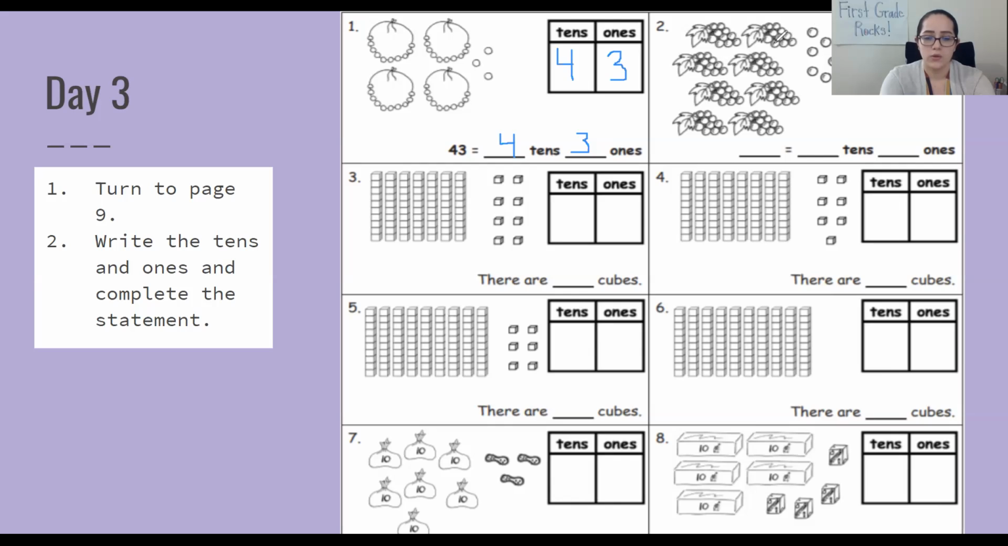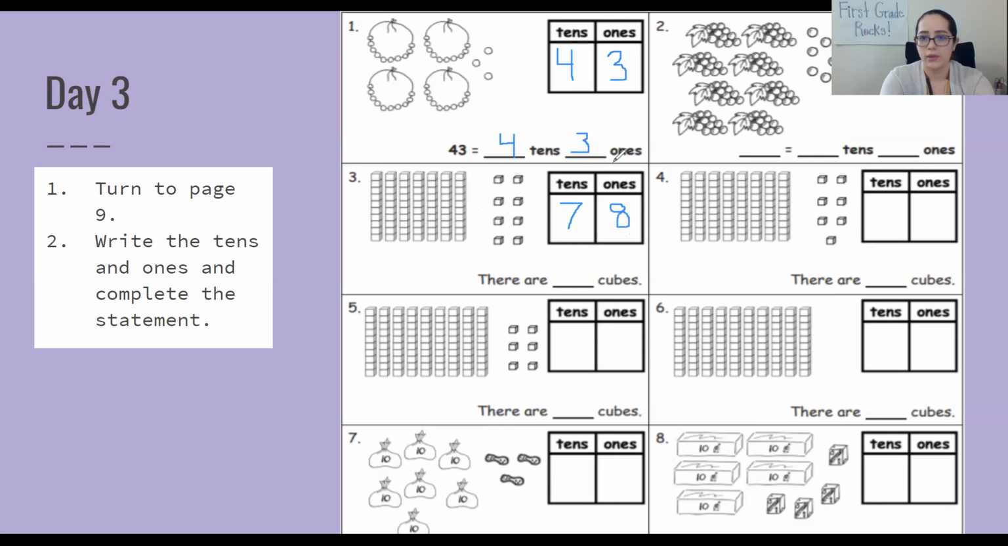Okay, I'm going to skip number 2 because it's similar to number 1, and I'm going to jump down to number 3. So again, we're still doing the same thing, counting how many tens and ones we have, and then completing the statement. So 1, 2, 3, 4, 5, 6, 7. I have 7 tens. And 1, 2, 3, 4, 5, 6, 7, 8 ones.